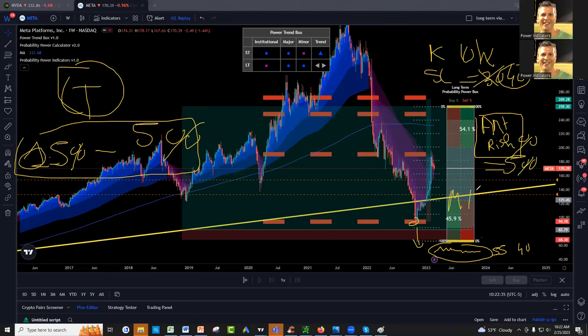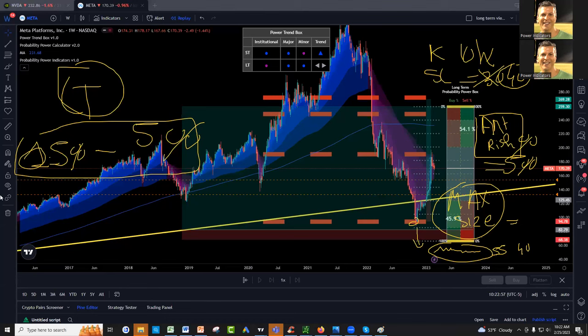I want you to calculate the max size. What's the max size that I can take in that position right now? Do you see the steps that you have to go through if you really want to be a professional trader? And those are simple math that you can do in a simple spreadsheet. Yes or no?